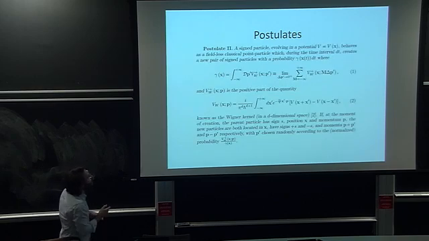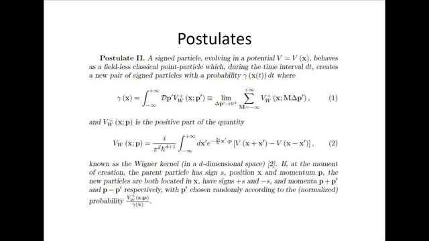Postulate 2, this is a very nice thing here. Postulate 2 tells you how to evolve those signed particles. So we now know how to start from initial conditions, whatever they are. We know that if we have two particles in the same position of the phase space with opposite sign, they don't contribute, but how do we evolve them?